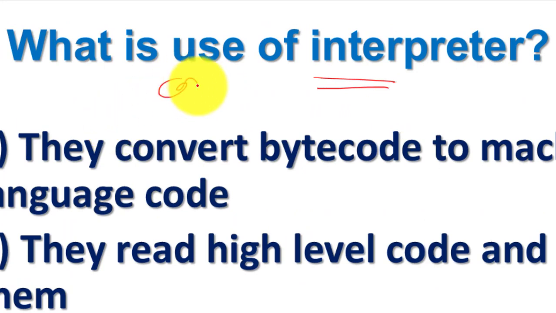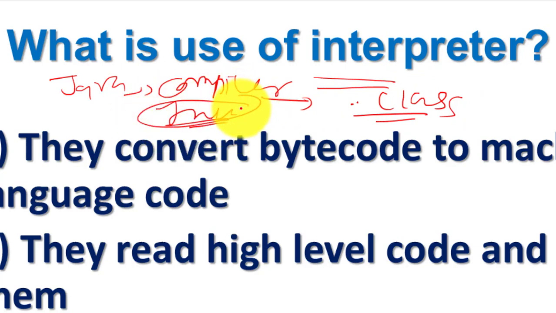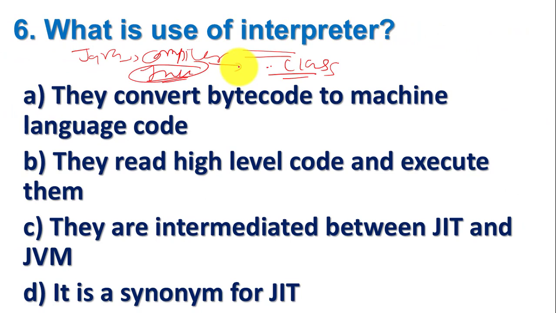First step would be a compiler, in which you have a Java source file, you compile it and you get a dot class file. Now to run this class file you need an interpreter. Interpreter interprets the class file line by line. So this is the next step.